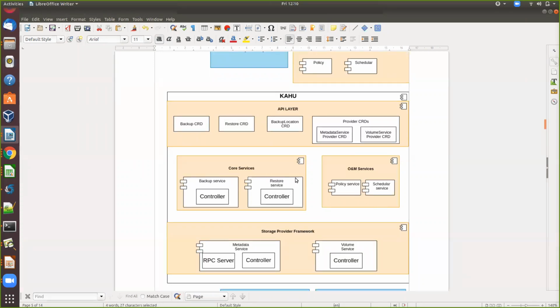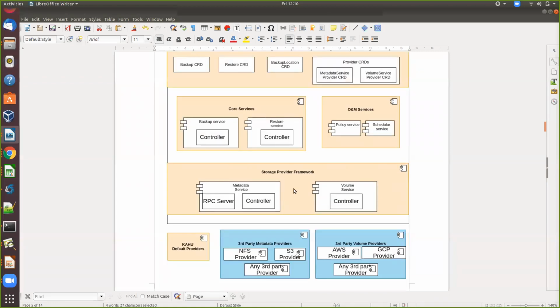Coming to the provider framework, to achieve the feature through the provider, there will be some interconnection or interfacing modules from the Kahoot side. That is nothing but the metadata service to achieve the metadata backup, and the volume service to achieve volume backup. If you zoom in, the metadata service will be a kind of RPC server, wherein the upper layer will connect to the metadata service and trigger the metadata backup. And at the volume service layer, there will be some controllers watching to take the backup of a particular volume.